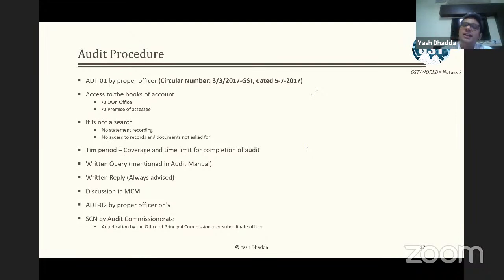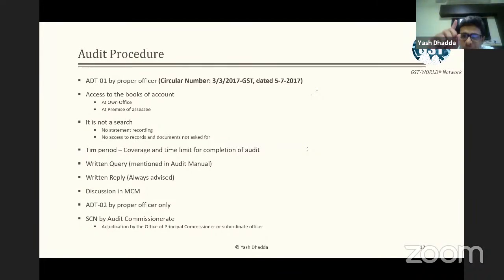Meaning thereby, if the departmental officer says that he wants to come to your premises for the audit, but you are telling the officer that sir, whatever information you ask for, I will bring that to your premises, then in that case the officer cannot force me to say that he would still want to come here. How does the audit generally happen?